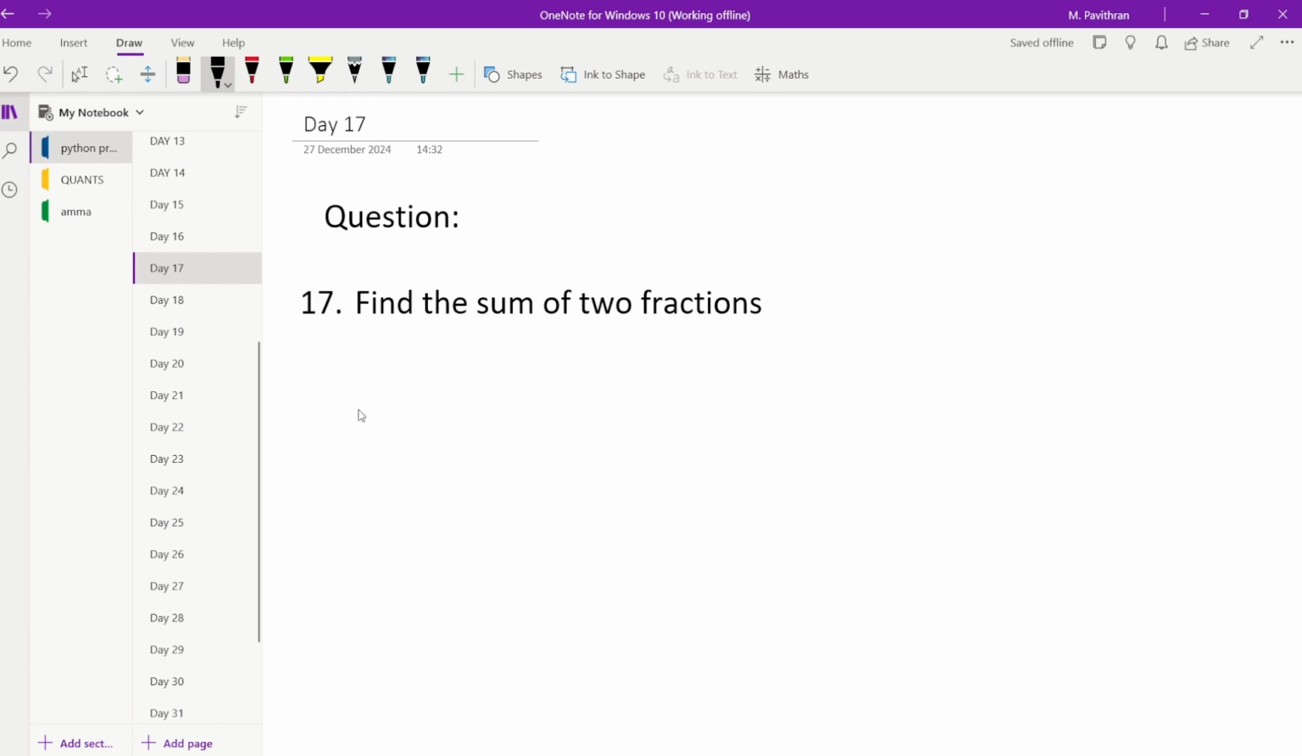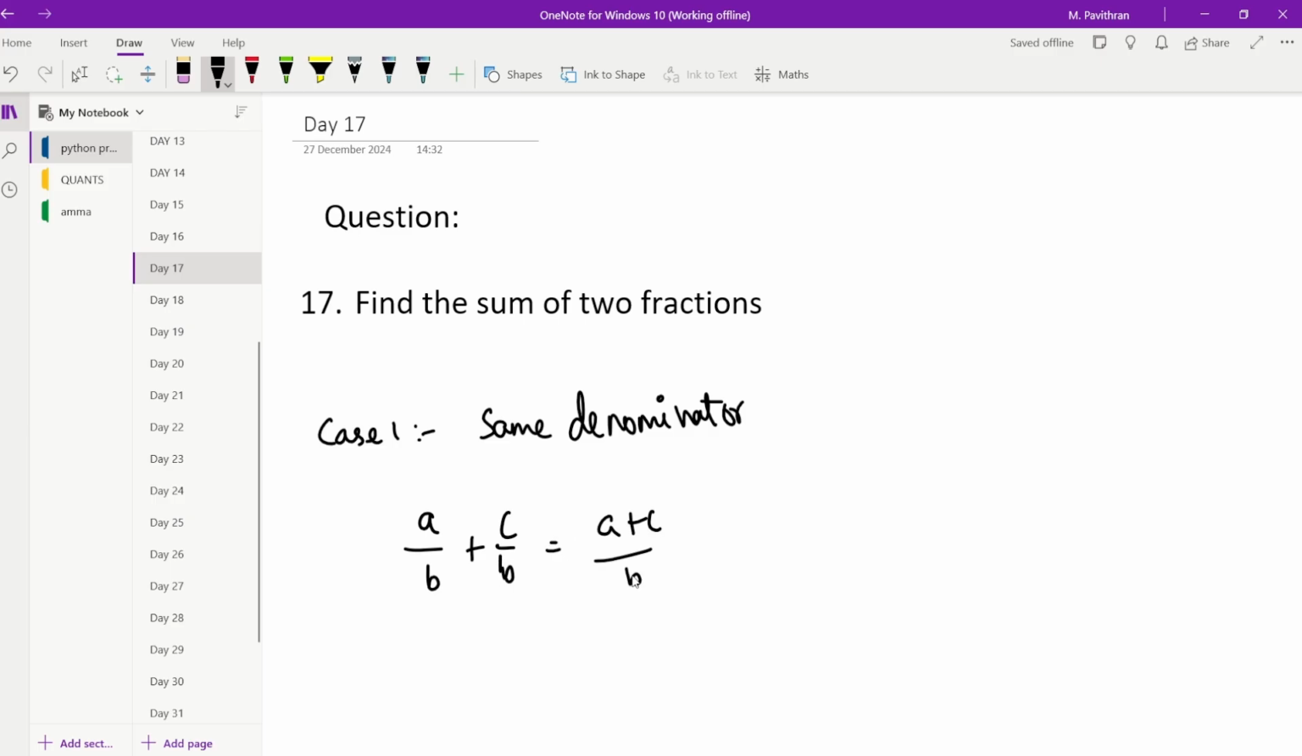We know that addition of two fractions has two cases. Case 1, where the denominators are same. Denominators are same wherein there are two fractions a by b and c by b. The resultant would be a plus c by b, right? A practical example would be 3 by 5 plus 4 by 5. We get the result 7 by 5.